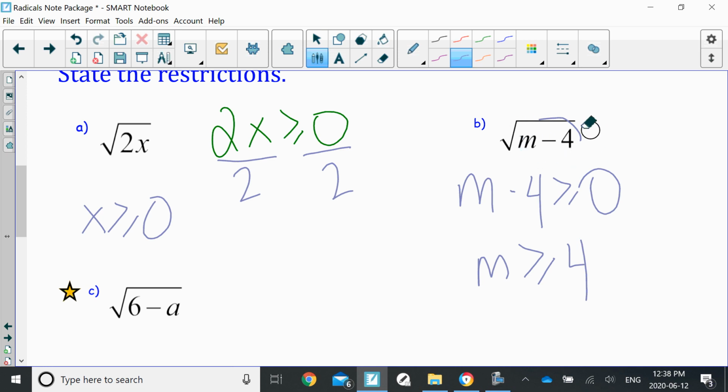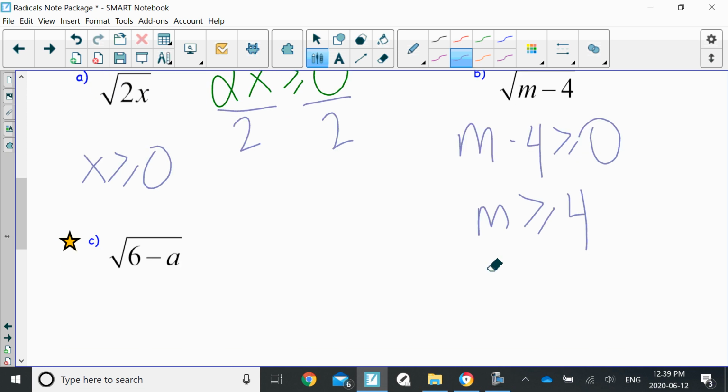And again, when we were in class for this, I would have said, okay, so if we picked 4, 4 minus 4 is 0, the square root of 0 is 0. So that works. If, let's say, I picked 8, which is greater than 4, 8 minus 4 is 4, and we could take the square root of 4. So the restriction is m is greater than or equal to 4.